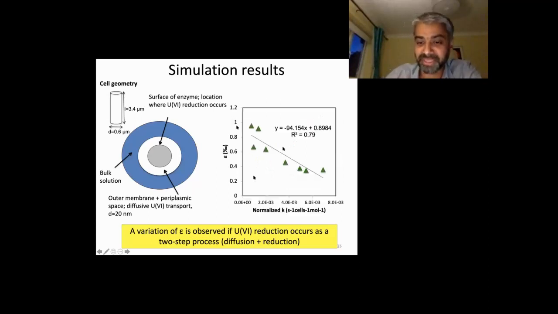And we do see the rate dependence on fractionation. What these simulations are telling us is that the reaction is really a two-step process. First, we have diffusion of uranium-6 through the boundary layer around the cell, and then reduction on the cell or inside the cell at the enzyme.